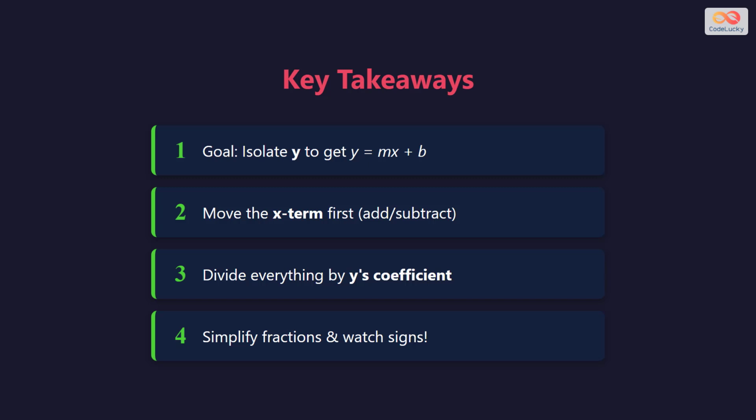To recap, always remember your goal is to isolate y. First, move the x term using addition or subtraction. Second, divide every term by the number in front of y, and always watch your negative signs when dividing.